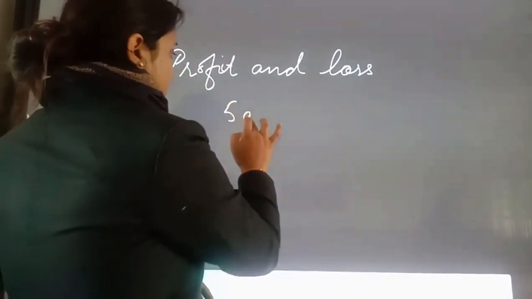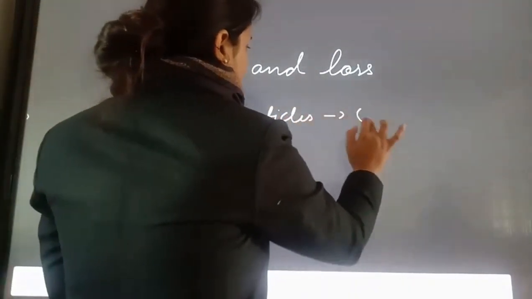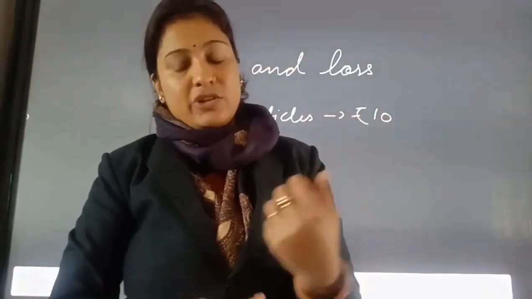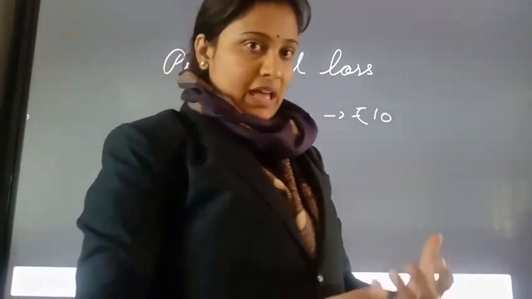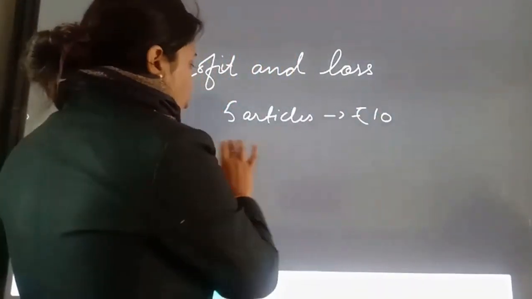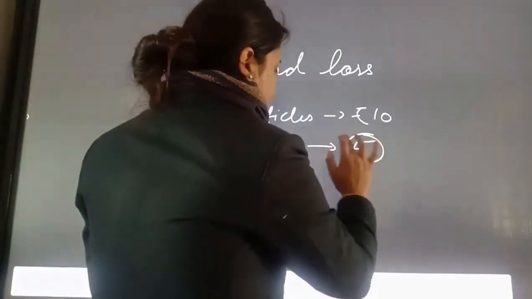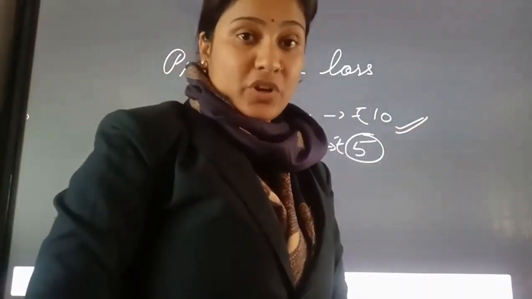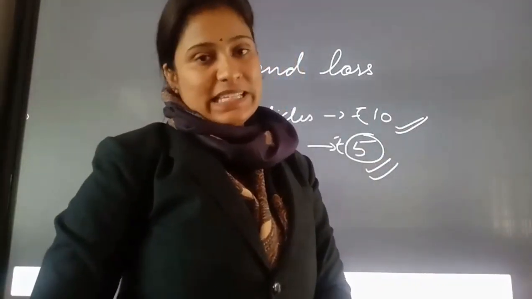For example, you went to a vendor shop and you purchased some of the items from him or her, and you purchased 5 articles at ₹10. But then what suddenly happened? You did not like all these articles and you decided to sell them to your friend. And you were in a hurry and you sold all those 5 articles at ₹5. Now, the price at which you bought all the articles is considered to be the cost price, and the price at which you sold the articles is considered to be the selling price.